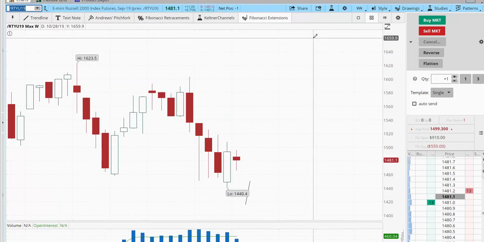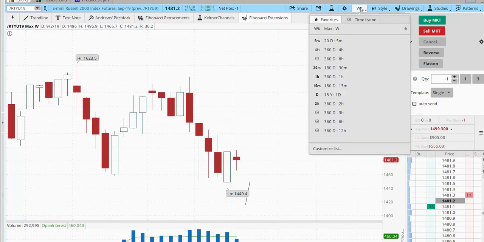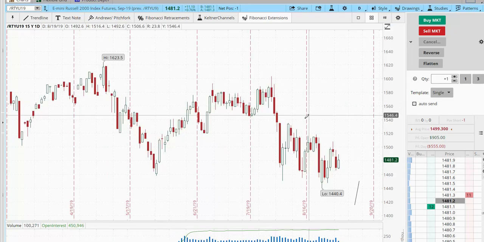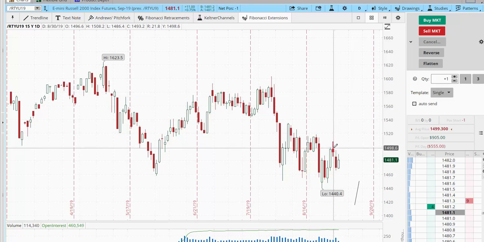Give you an idea here. As you can see, I wound up going short at this price here. There's real money. This is the Russell index, and I wound up selling at this value here, 14.99.30, at this value here.